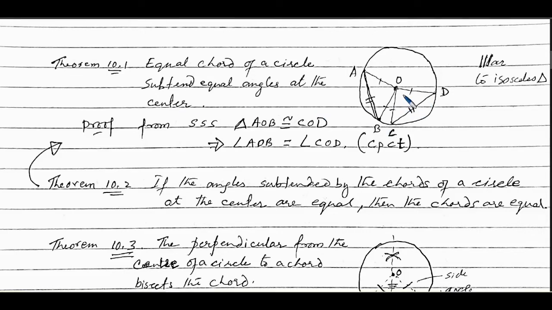So this chord will subtend some angle, say alpha. Since the chord is the same, this will also be the same, this will also measure alpha. This is alpha, this is beta, alpha is equal to beta. Also since this is the same radius, and from side side side, triangle AOB is congruent to triangle COD. So angle AOB is equal to angle COD from CPCT, that is corresponding parts of congruent triangles.